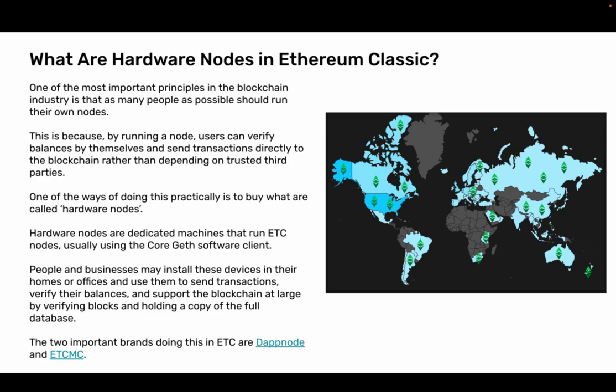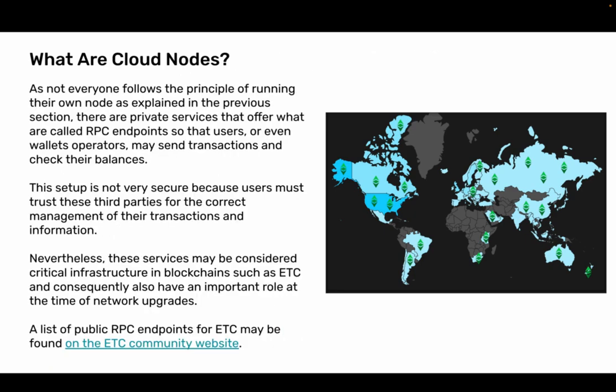One of the ways of doing this practically is to buy what are called hardware nodes. Hardware nodes are dedicated machines that run ETC nodes, usually using the Core Geth software client. People and businesses may install these devices in their homes or offices and use them to send transactions, verify their balances, and support the blockchain at large by verifying blocks and holding a copy of the full database. The two important brands doing this in ETC are DAppNode and ETCMC.